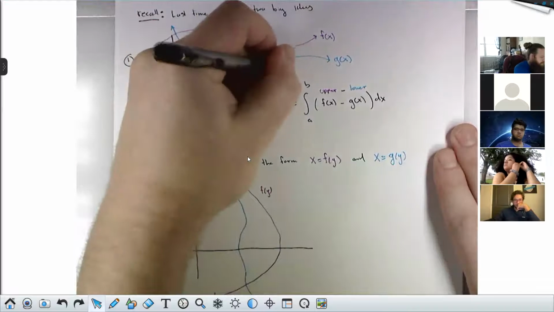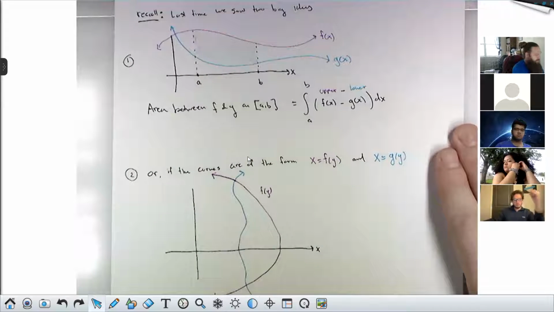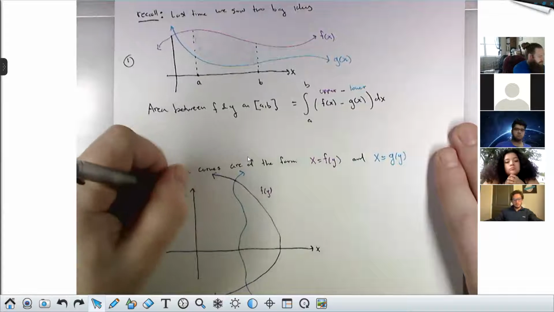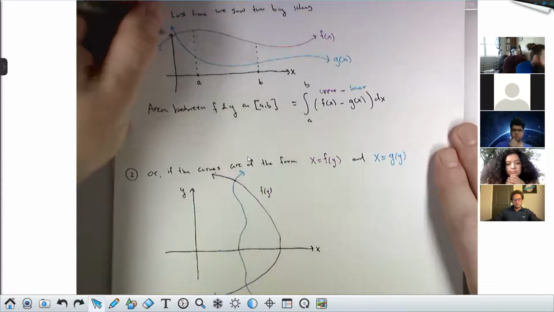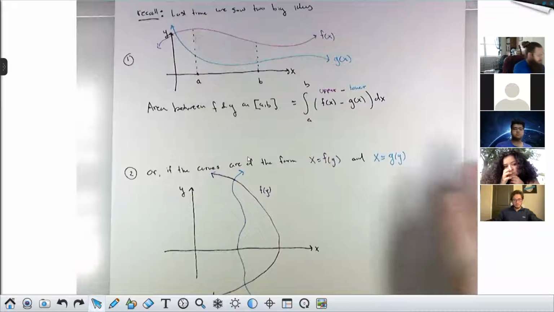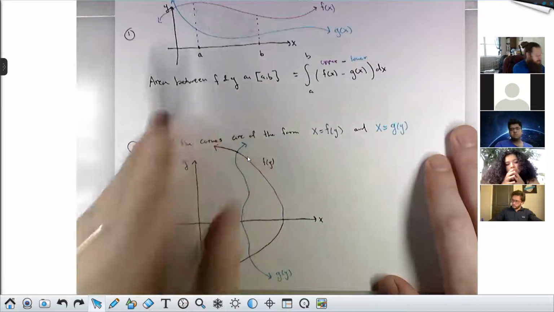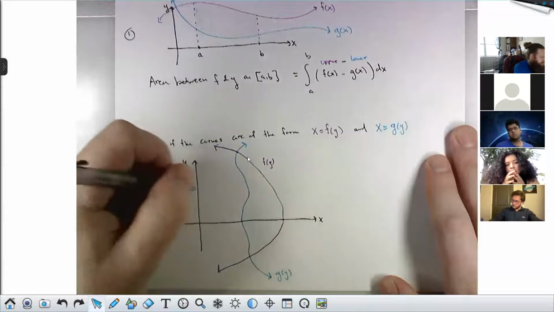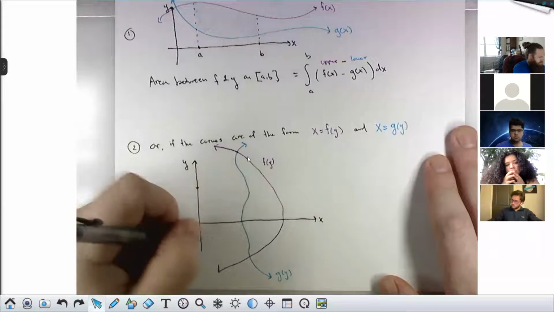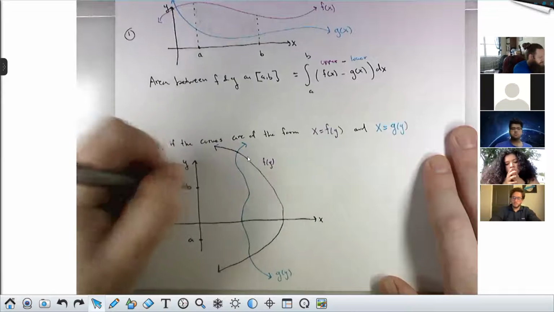I haven't changed the x and y axes. This is still the x-axis. This is still the y-axis. I've just changed the functions. So now for the area that we're after, rather than specifying an x interval, here you'll specify a y interval. Y equals a, and over here is y equals b.